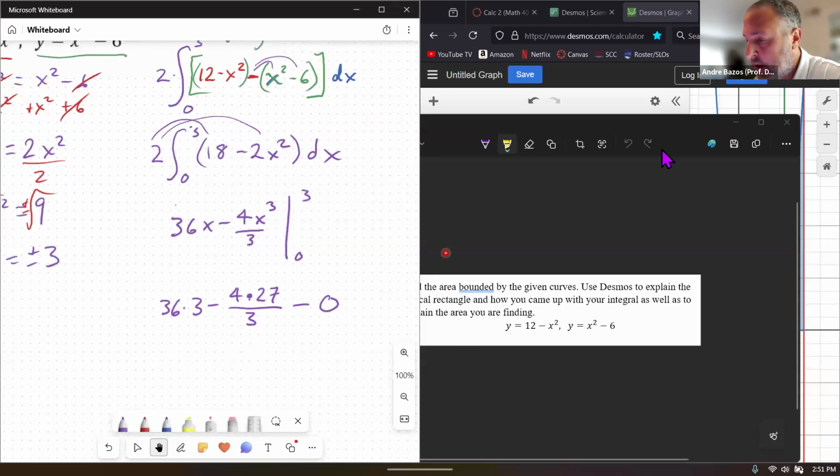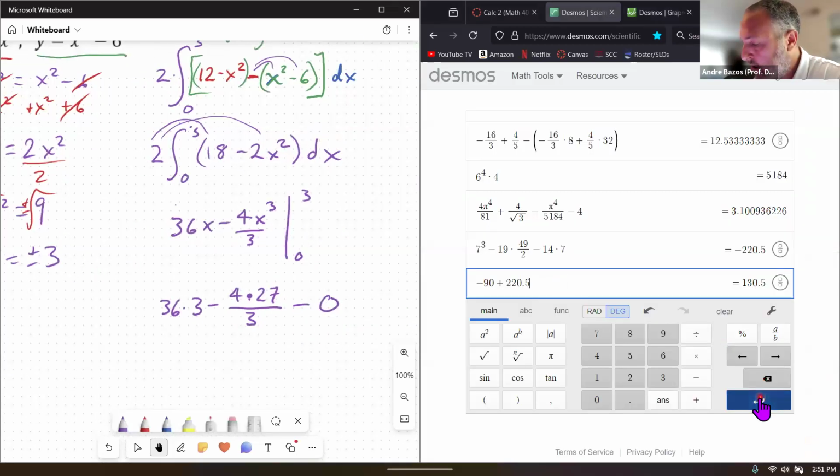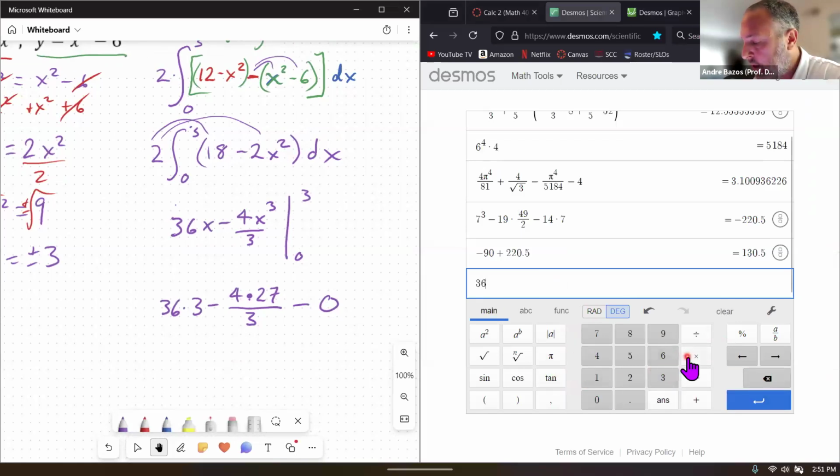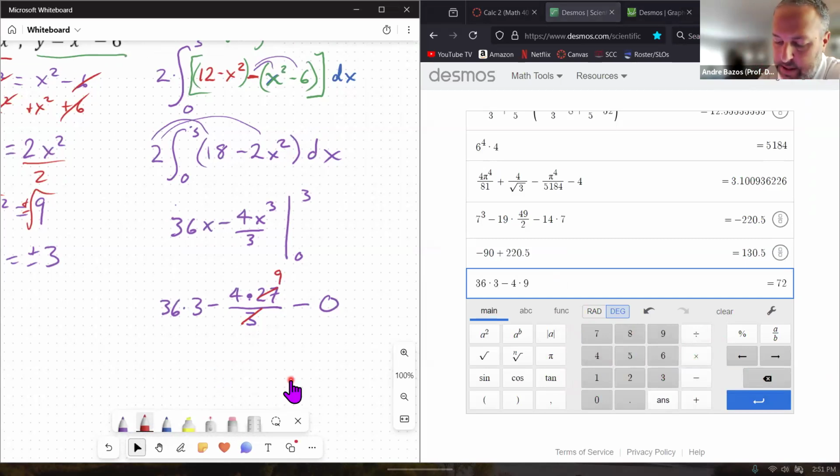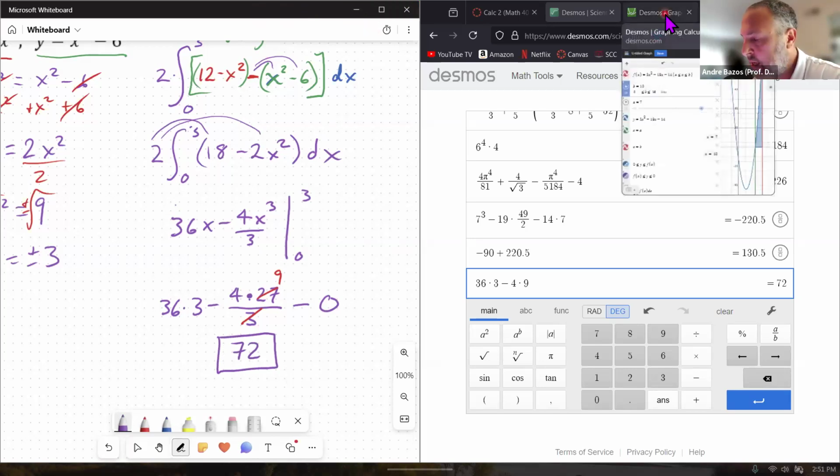So 36 times 3 minus 4 times 9, which is 72, because I just canceled out this 3 with this 27 to get 9. All right, so 72 is the answer here. 72 is the area of the region bounded by these two curves. So let's see in Desmos what we got.